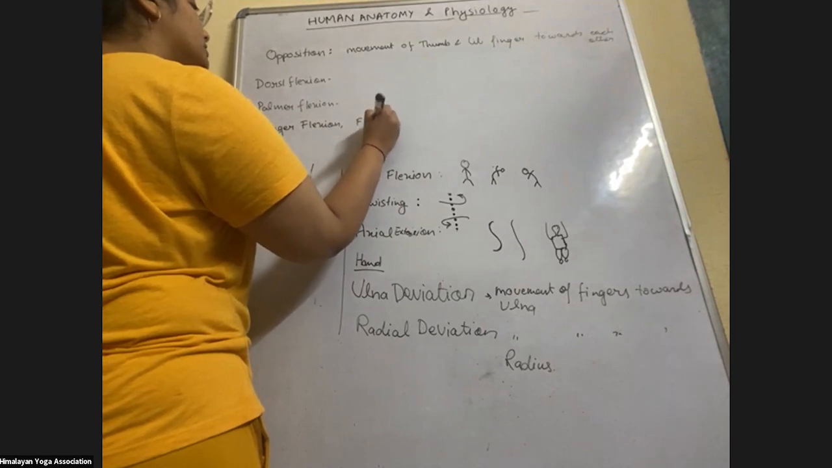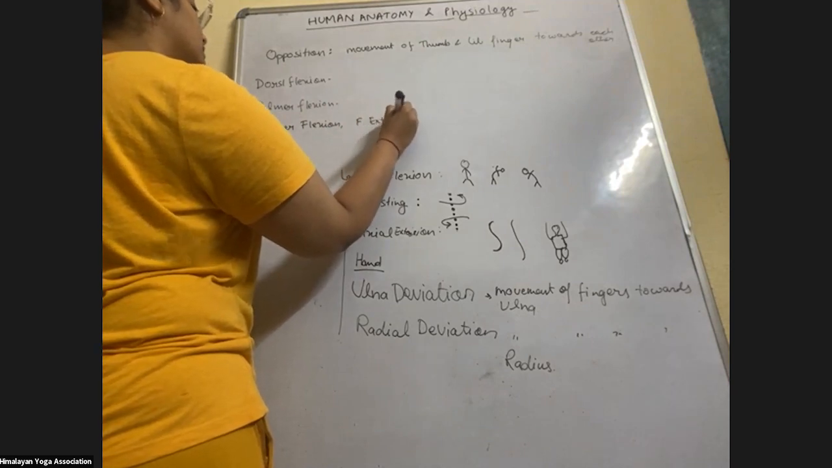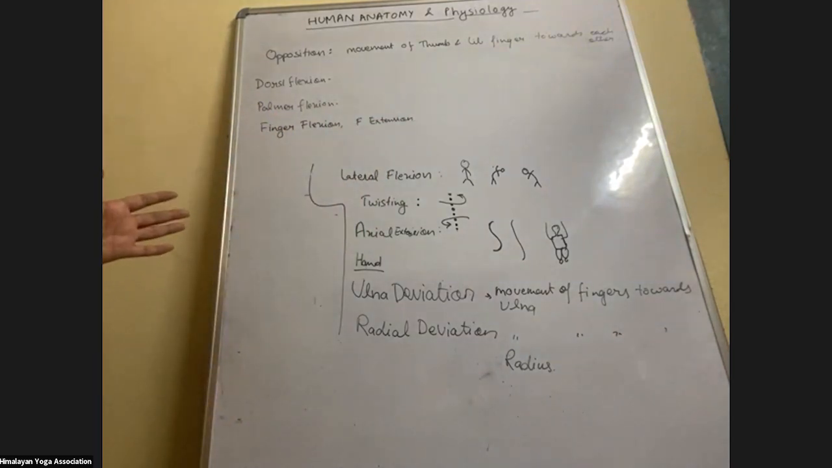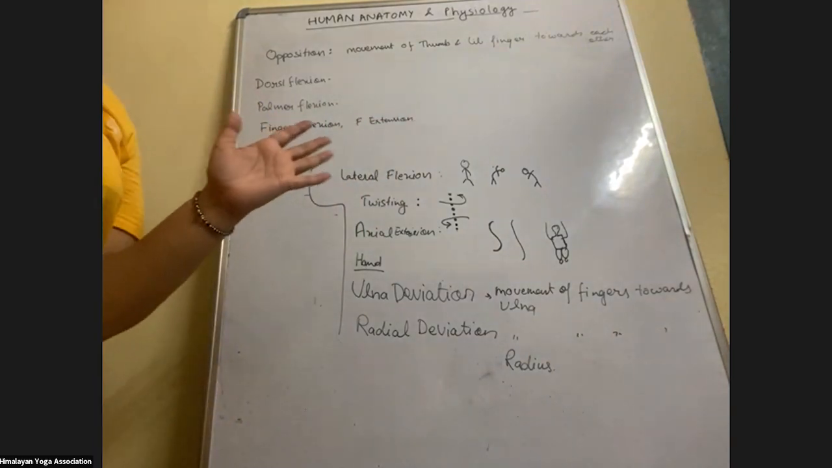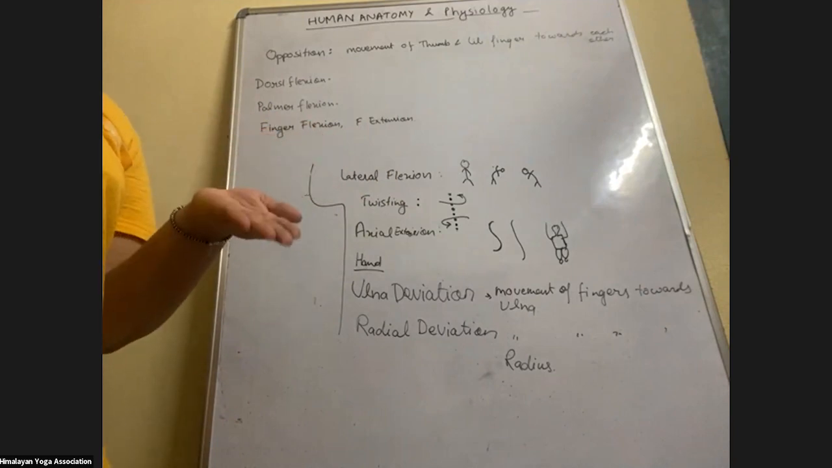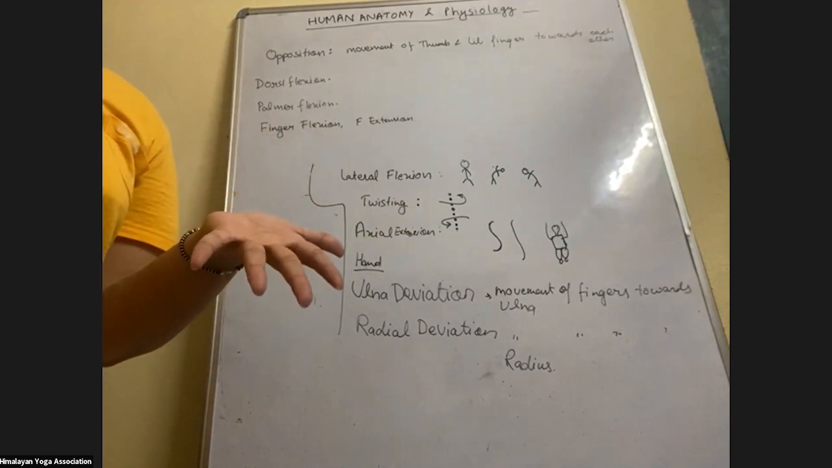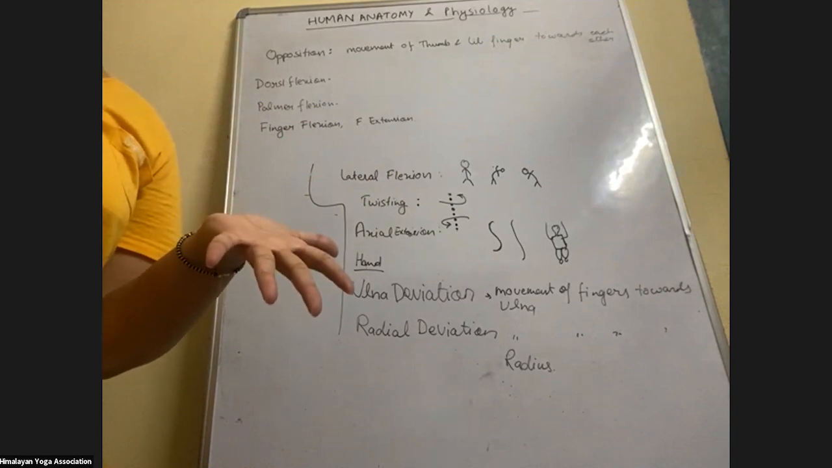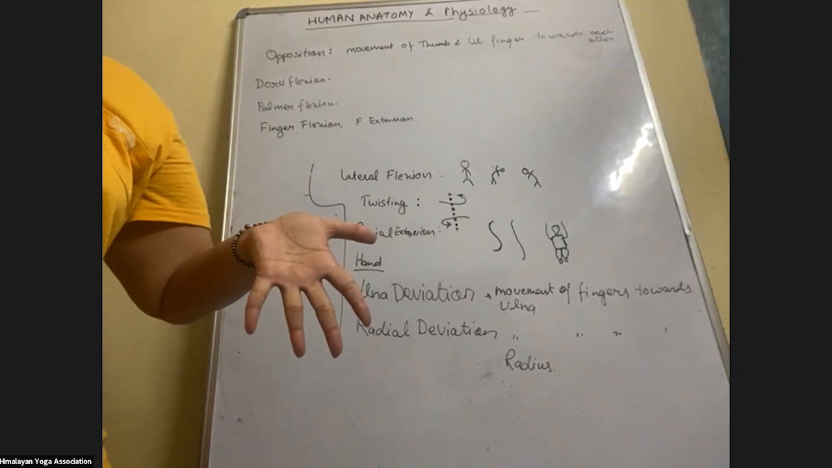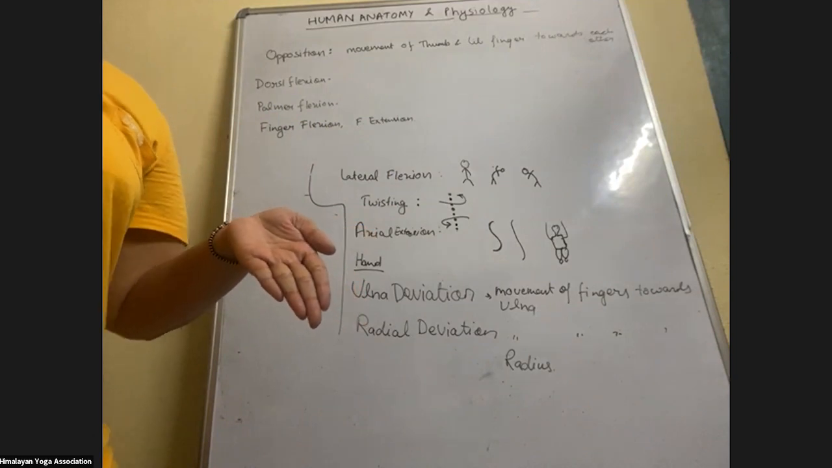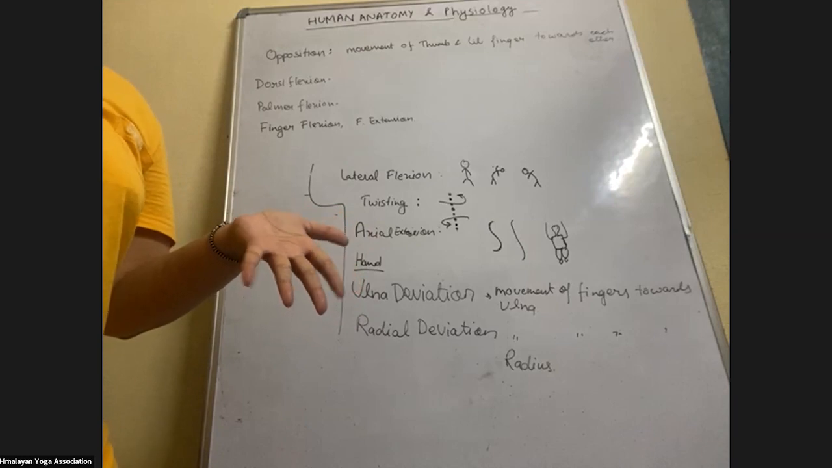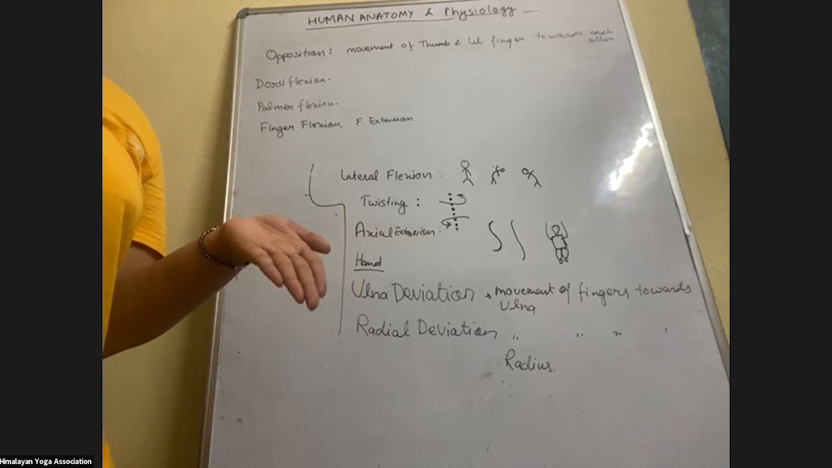Finger extension. Then I have finger abduction, finger adduction. Abduction, adduction. When it's going away from the midline, it's abduction. When it's coming together, it's called adduction.